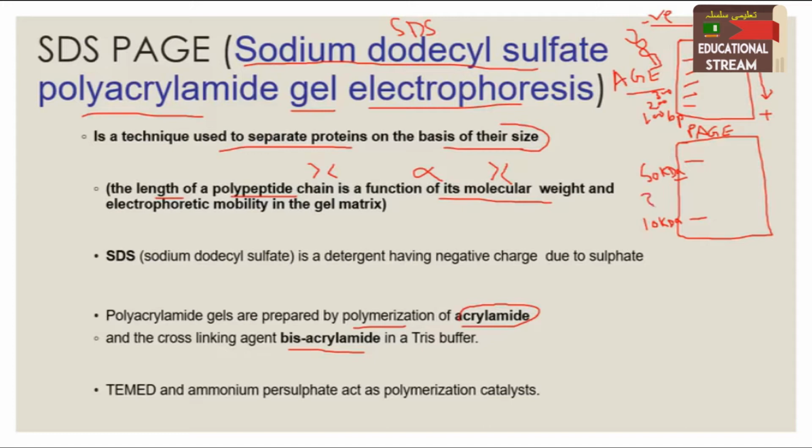Now the question arises, because we know that proteins are made up of amino acids, and amino acids are of different types. There are acidic amino acids and there are basic amino acids. Due to acidic amino acids, a protein can have a negative charge, and due to the presence of basic amino acids, a protein can have a positive charge. So what will be the charge on a protein? It depends upon the total number of acidic and total number of basic residues.